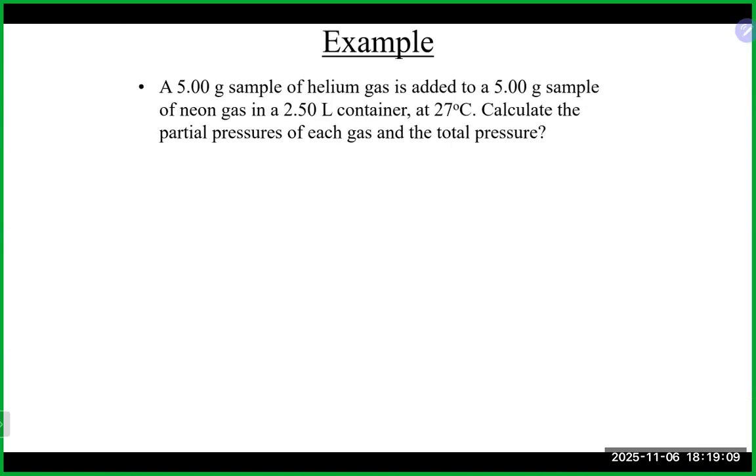Why don't we try one here? We take 5 grams of helium and add it to 5 grams of neon in a 2.5 liter container at 27 degrees Celsius. What are the partial pressures of each gas and the total pressure? So again here, helium is 4.003 and neon is 20.18, I hope. All right, so take a few moments here. We're looking for 3 answers: the partial pressure of neon, the partial pressure of helium, and the total pressure in this situation.